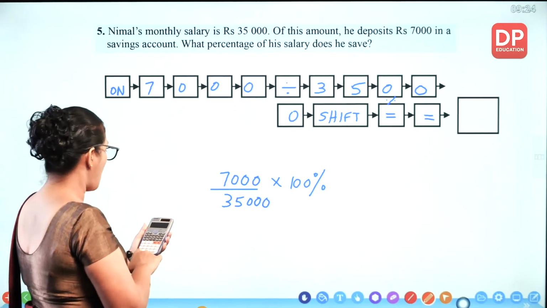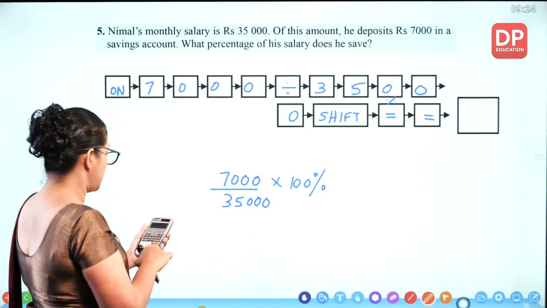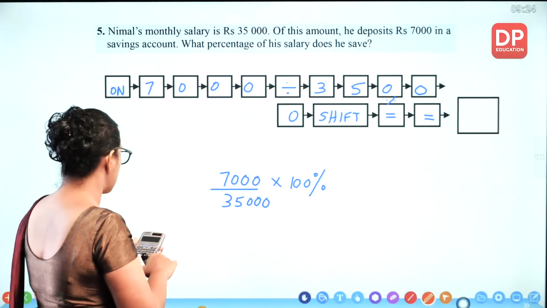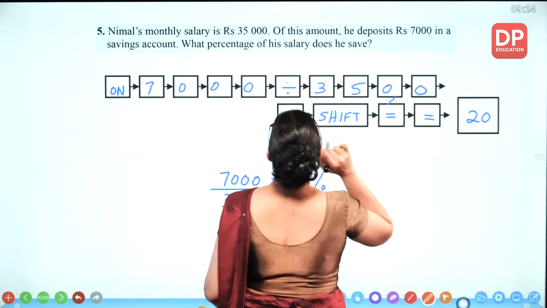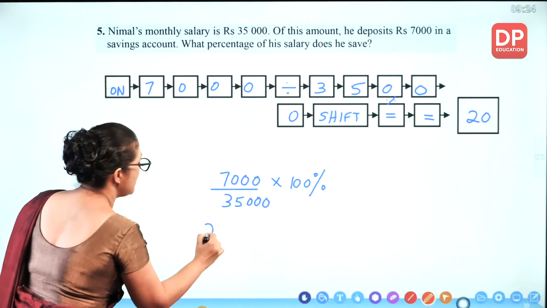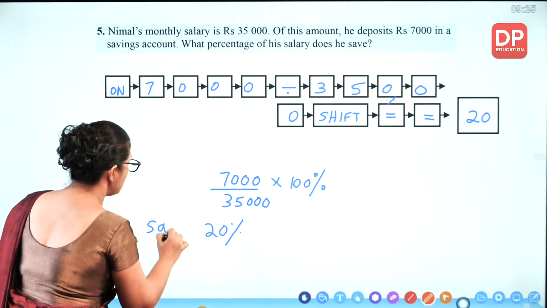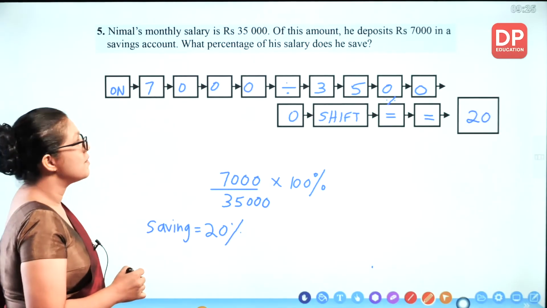So 7,000 divided by 35,000 as a percentage, that's 20. So 20% he is saving. Saving is equal to 20% of the money.